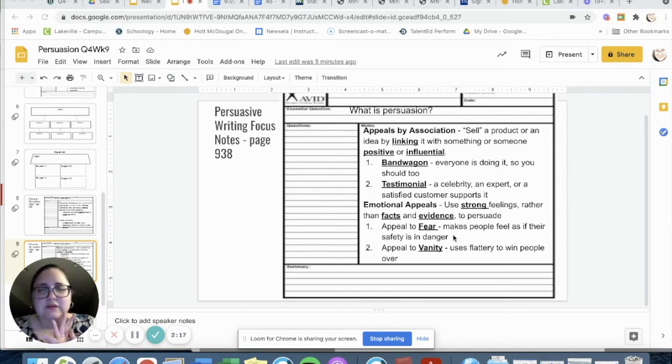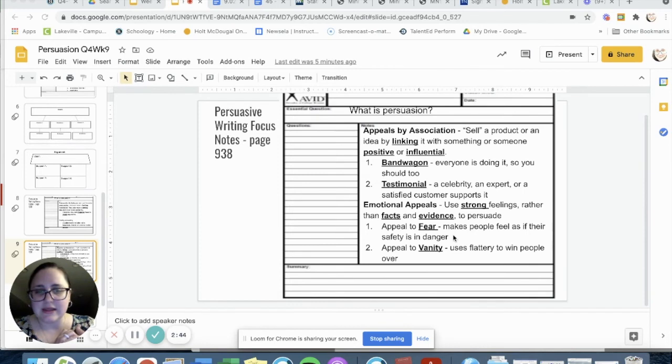Okay. So when we're talking about emotional appeals, they are usually appealing to fear or appealing to vanity. So when you're appealing to fear, it makes people feel as if their safety is in danger. And so therefore they have to purchase this product or follow this certain idea because that will make them feel safer or believe that their safety is involved. Okay. And that's appeal to fear.